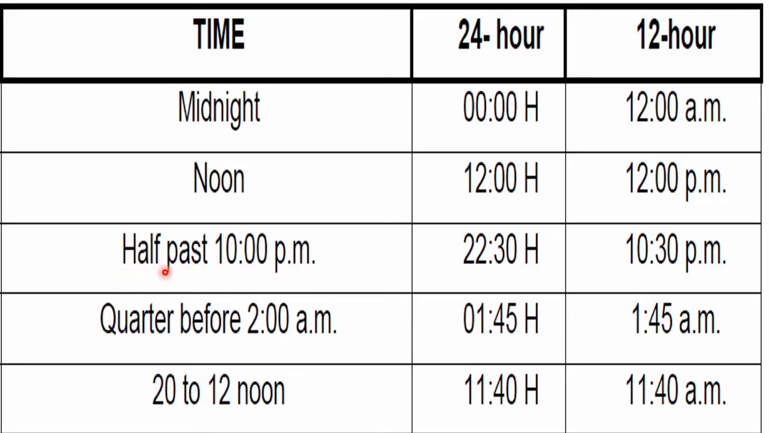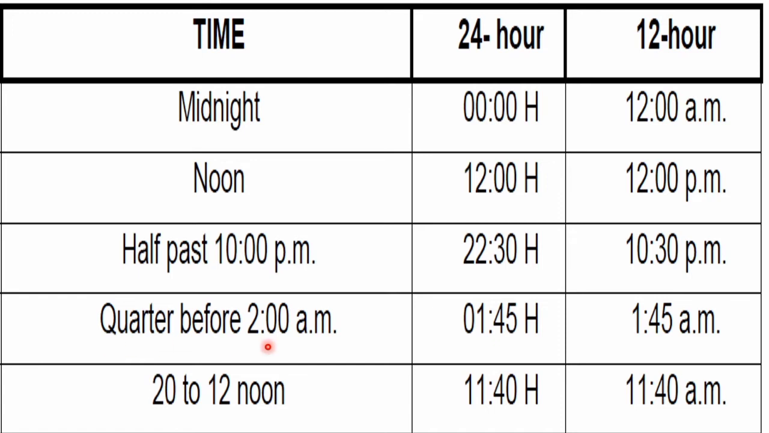So, ibig sabihin, lagpas kalahating oras na pagkatapos ng 10 PM. So, ang kalahating oras ay 30 minutes. Ibig sabihin, sa 12-hour clock time, ito ay 10:30 PM. And to get the equivalent of 10:30 PM sa 24-hour clock format, mag-add ka lang ng 12. 10 plus 12 is 22. So, meron tayong 22:30 hours.